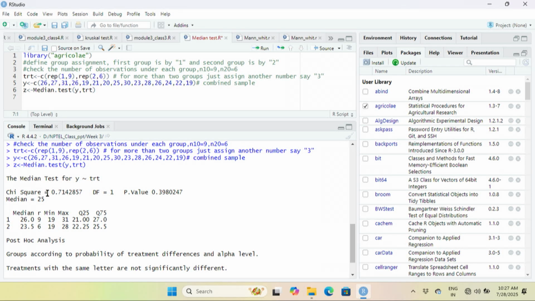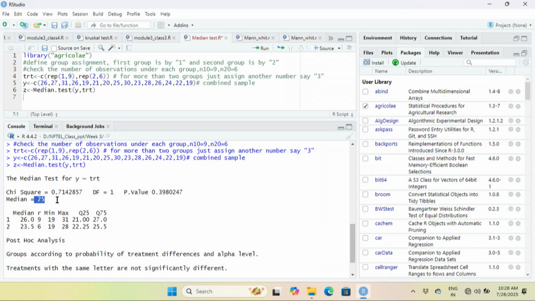What R will do? R will give you that approximate chi-square test. The chi-square value is 0.7142857, and the degrees of freedom, as you know, is 1. Look at the p-value: 0.3980, which is quite high, I would say. And the median is 25. What does it mean?